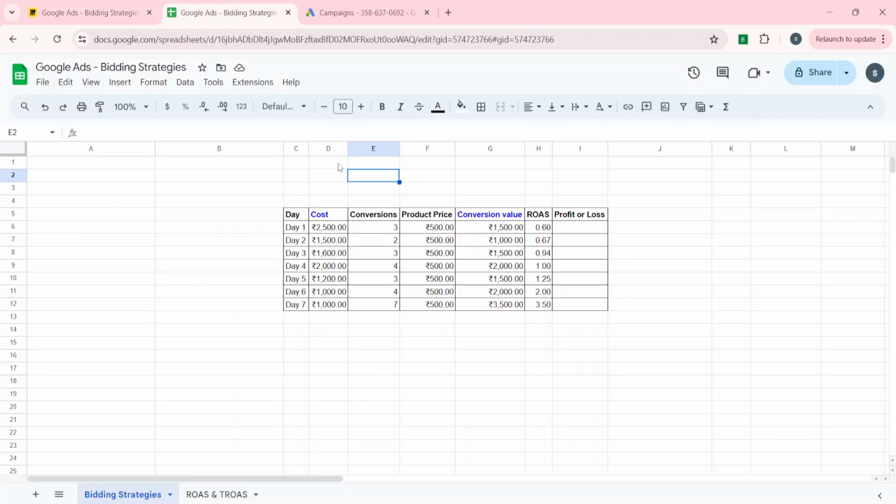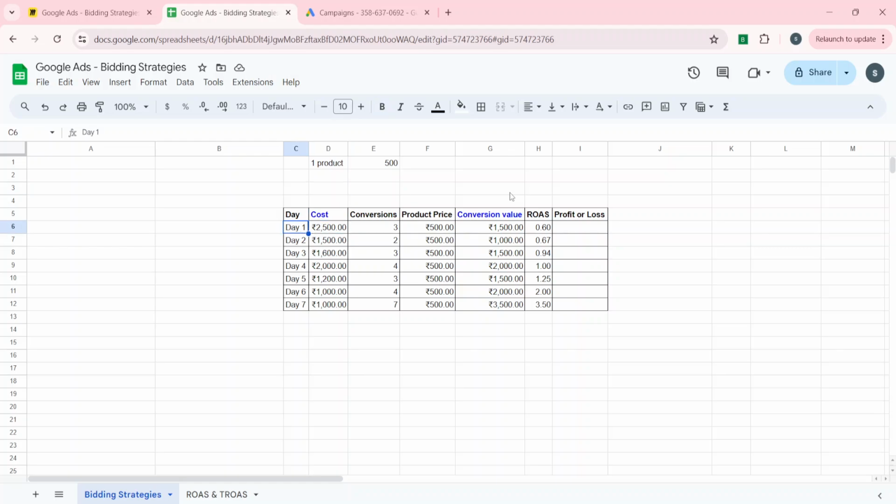There is only one product of value 500 rupees. Let's see how it will impact the performance.